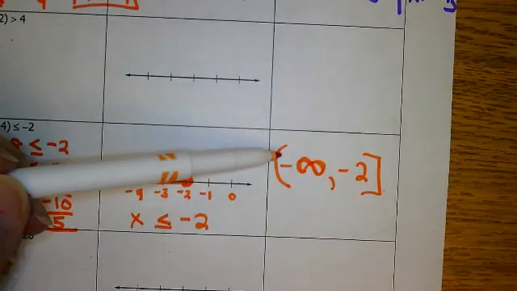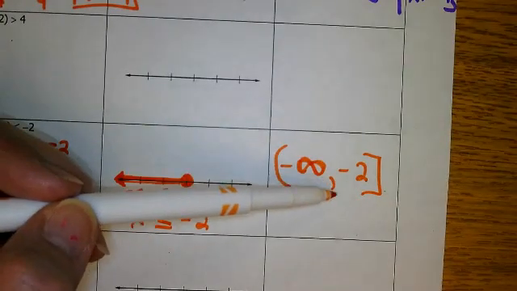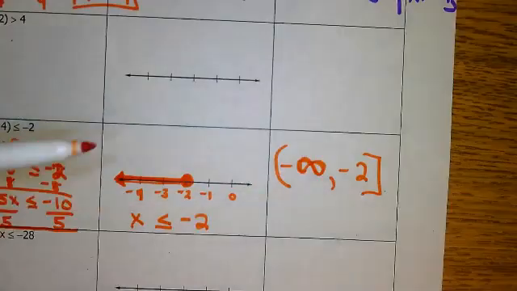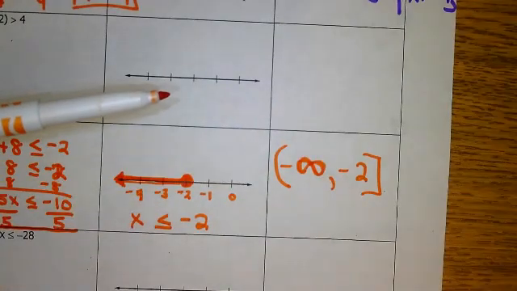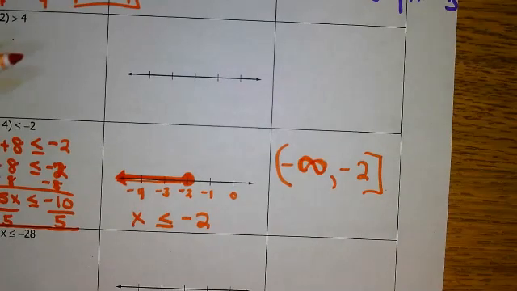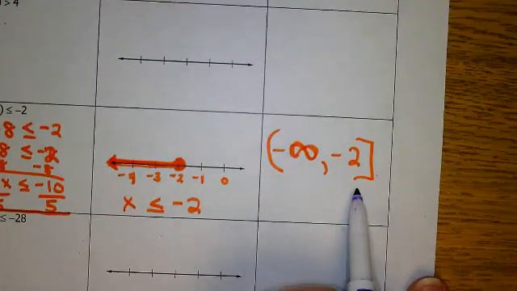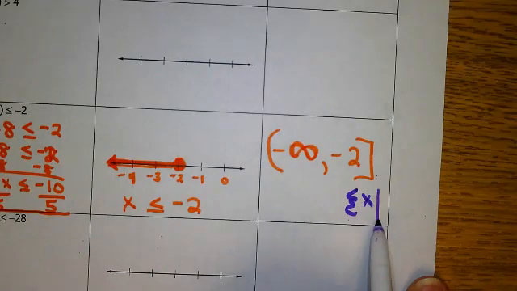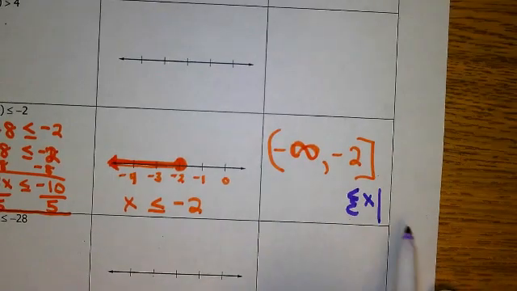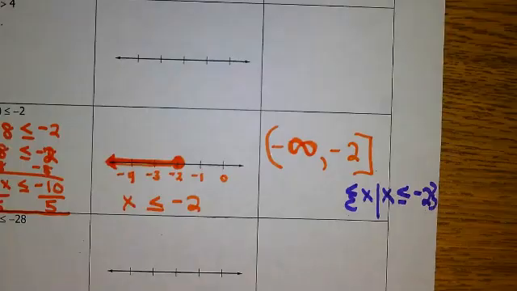So your interval notation is parenthesis, negative infinity, comma, -2, bracket, because the -2 is included. Okay. Set notation. Now in this case, your set notation is going to look very similar. You're going to have the set of x such that x is less than or equal to -2, and then close your squiggly brackets.